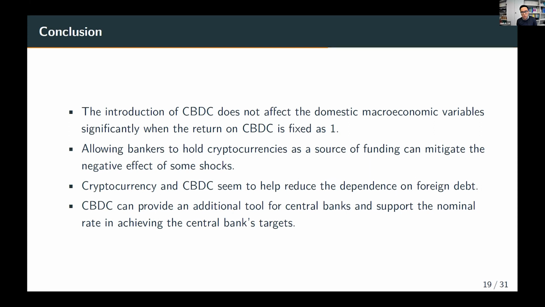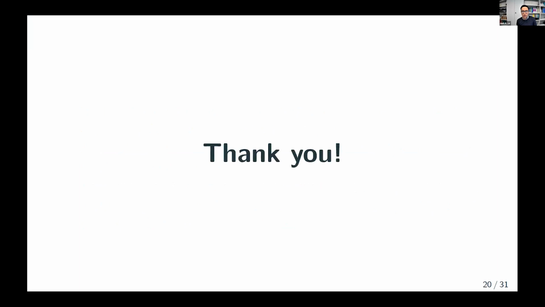This opens the question of whether the regulation of crypto is necessary or not. And cryptocurrency and CBDC seem to reduce the dependence on foreign debt in the banking sector. And finally, through optimal policy, we see that CBDC, if we can design it optimally, can actually provide a powerful tool for the central bank to achieve its targets more easily. So thank you so much, I welcome any questions, and I hope I can clarify them.